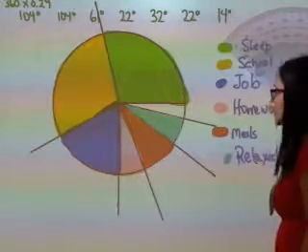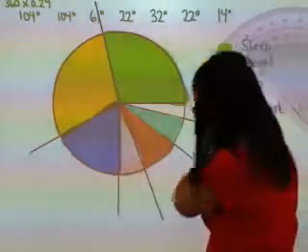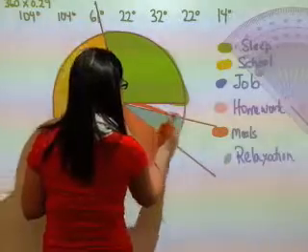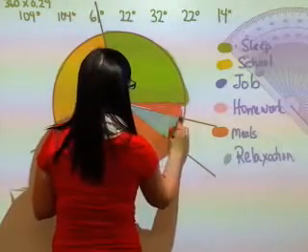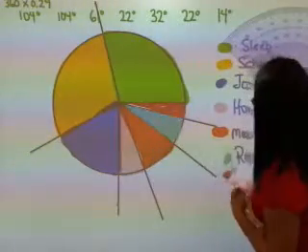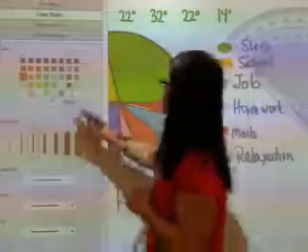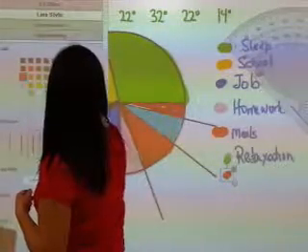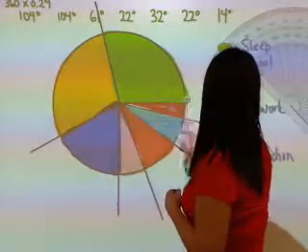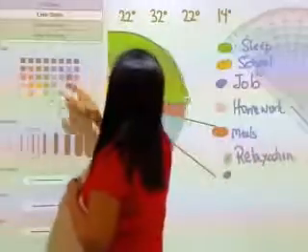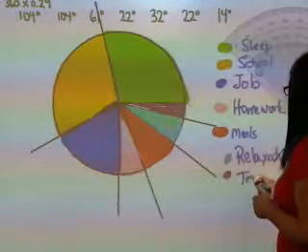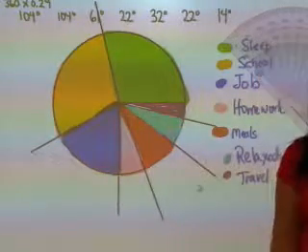And then the final section that I have left would be the travel. So I could color that one in. And again, I'm going to change the color of it. Purple. And that's my travel. And there's my circle graph.